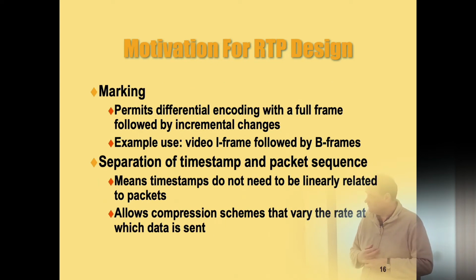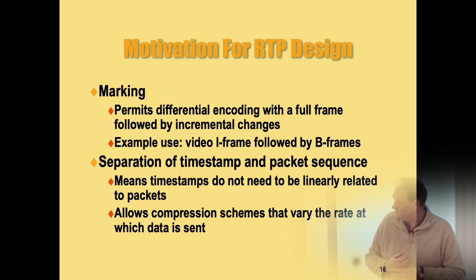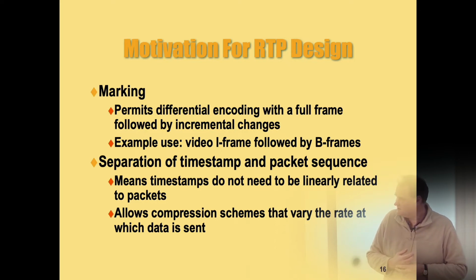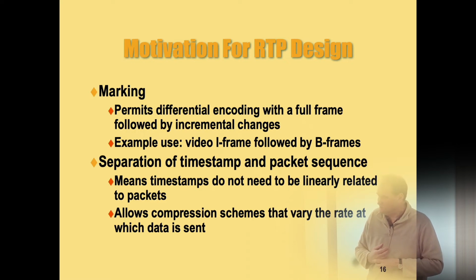Some of the marking we already talked about. For video, for instance, we have these I-frames and B-frames. Timestamp and packet sequence number are separated because the timestamp is used for playback, and the sequence number is used to rearrange packets in the jitter buffer to make sure that we know what packets have arrived and if there are some lost here.